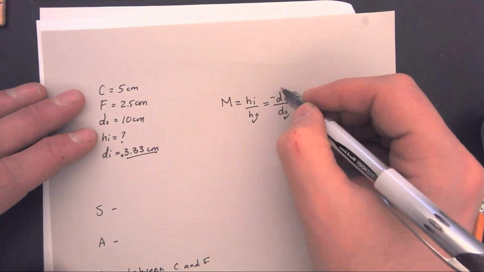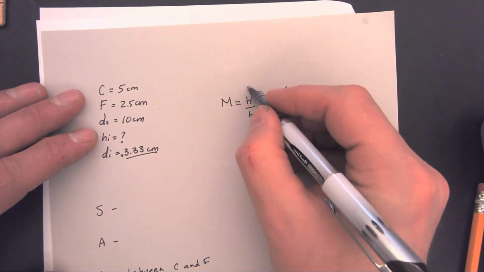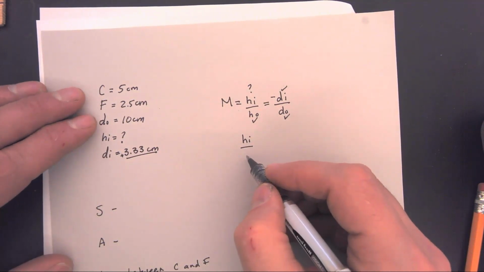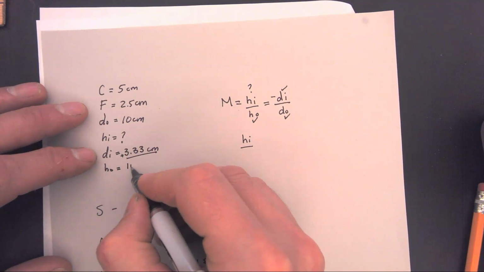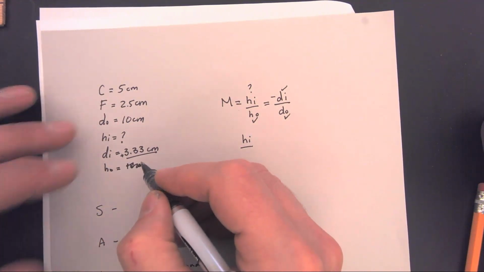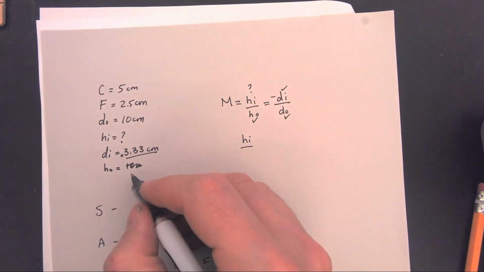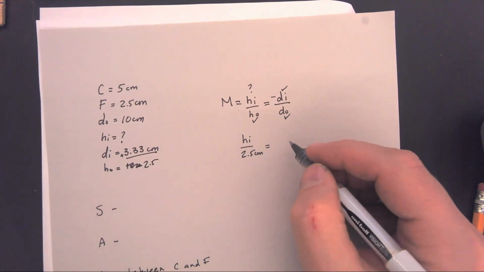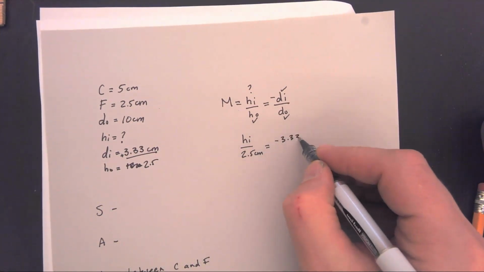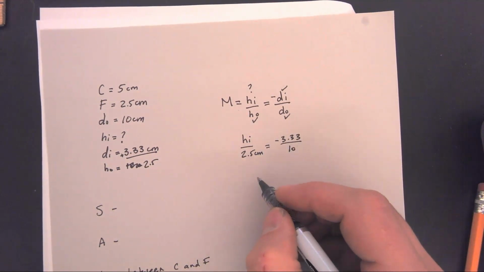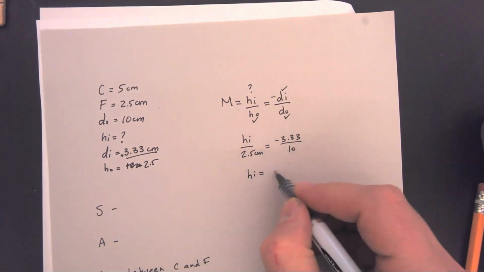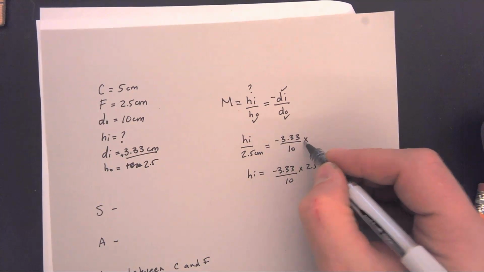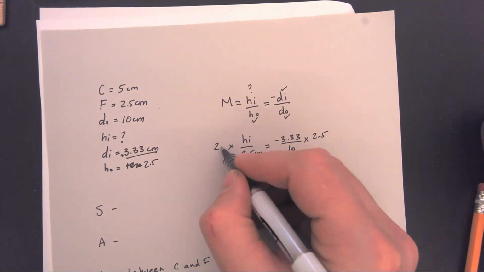I'm just going to plug them in, and if you'll notice, looking at my knowns and unknowns, I know all three of these things, and I have one unknown. So all I have to do is plug in my numbers that I know. The height of my object was given to me in the question. It was exactly 2.5 centimeters. The distance of the image is negative 3.33 divided by 10. We're then going to do some simple algebra, and the height of the image will equal 3.33 divided by 10 times 2.5.